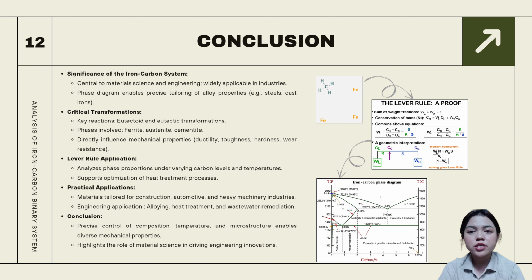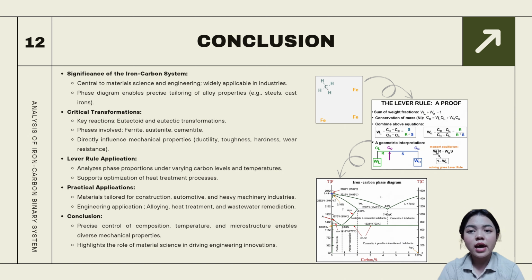The lever rule is an essential tool here, offering a way to quantitatively analyze the phase proportions. This analysis helps us understand how changes in carbon content and temperature will influence material behavior. This knowledge is especially crucial in optimizing heat treatment processes and developing alloys for applications like construction, automotive, and heavy machinery, as well as in engineering applications such as alloying, heat treatment, and wastewater remediation.